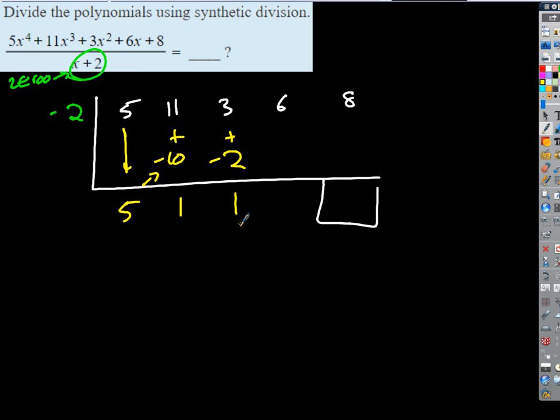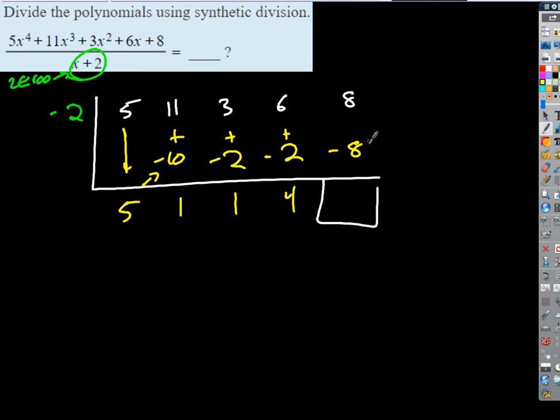Is there anything similar to this we can do if there are multiple numbers in the denominator, or do we just have to do the long division? Long division. I wouldn't think so. Not with polynomials. Right. So 6 plus -2 is 4, times -2.